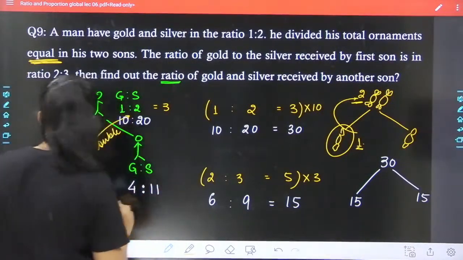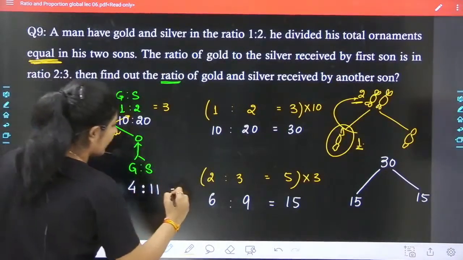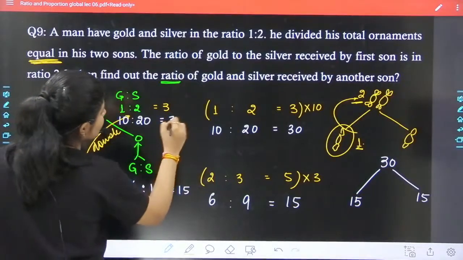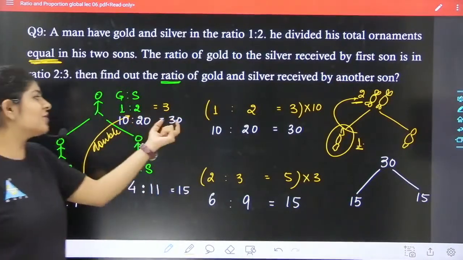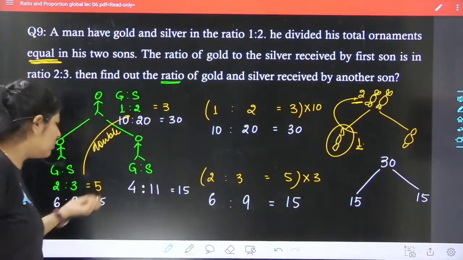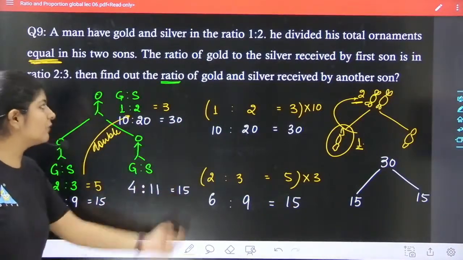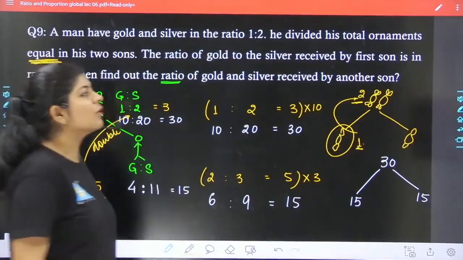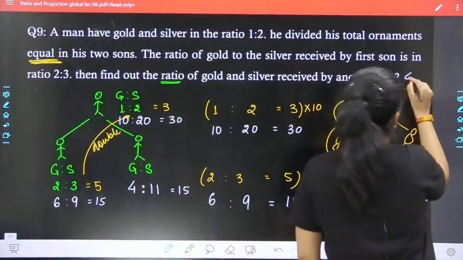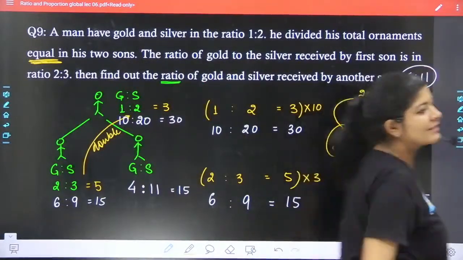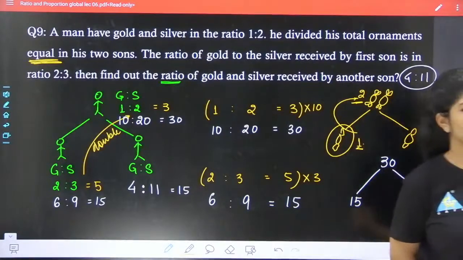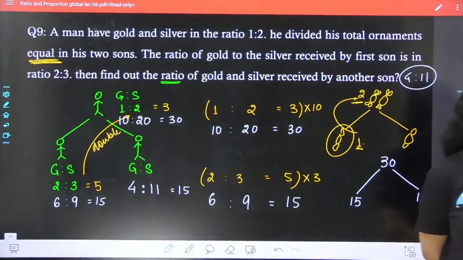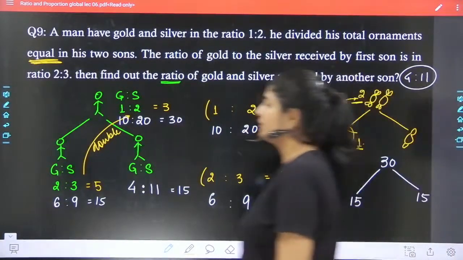another son. That means if we have to find out the total sum over here, here we have the sum equals to 15, and here we have sum equals to 30. So 30 kg of ornament is divided into two equal parts of 15. So we have to find out the ratio of gold and silver received by another son, that is equal to 4:11. Is it clear? The correct answer of this question is 4:11.